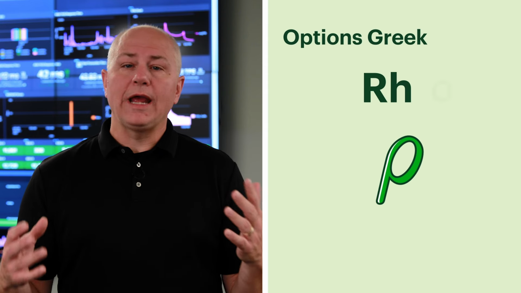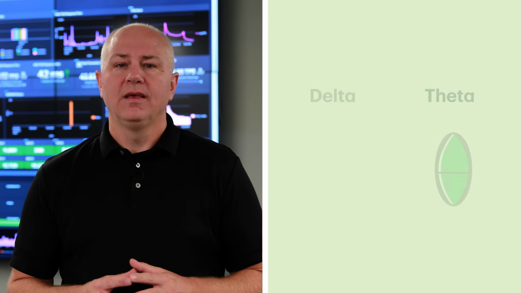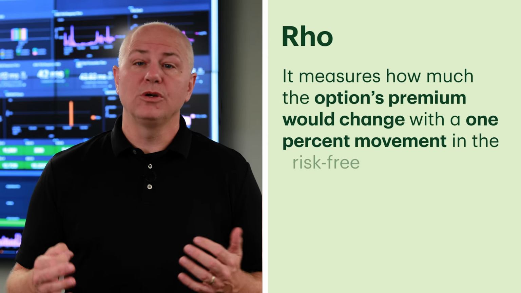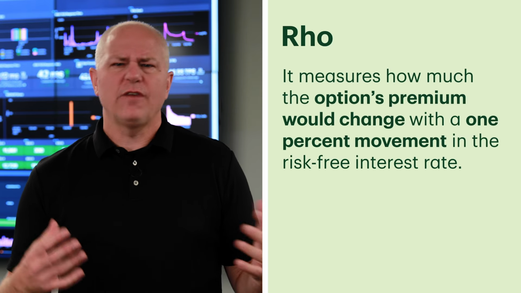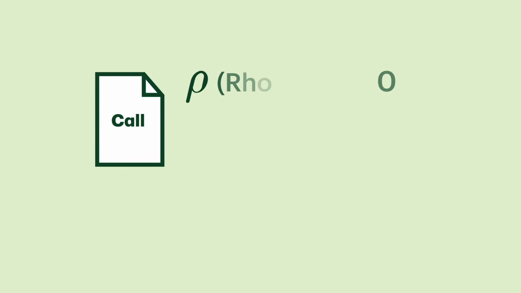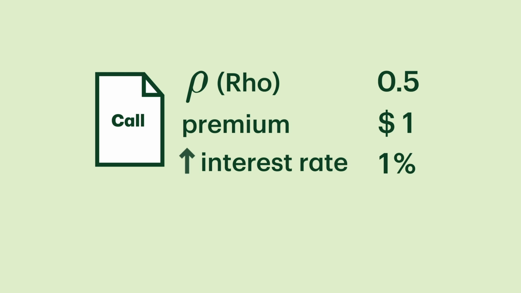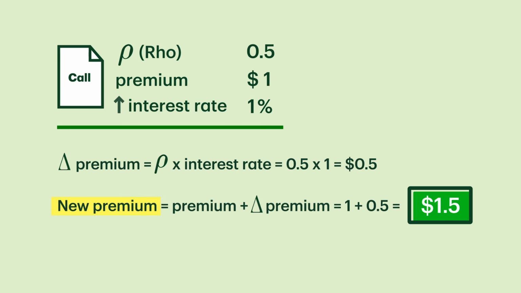No, not row as in what you do in a boat. Rho, R-H-O, is an options Greek similar to delta or theta. It measures how much the options premium would change with a 1% move in the risk-free interest rate, often just referred to as interest rate. For example, if you hold a call option with a rho of 0.5 and a premium of $1 and interest rates rise by 1%, the new premium would be $1.50.